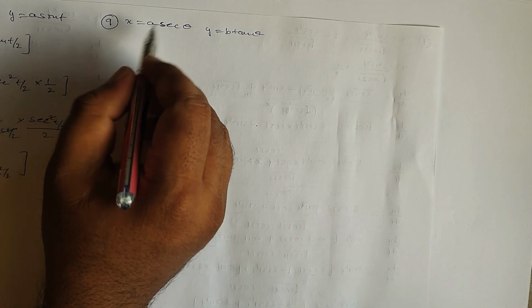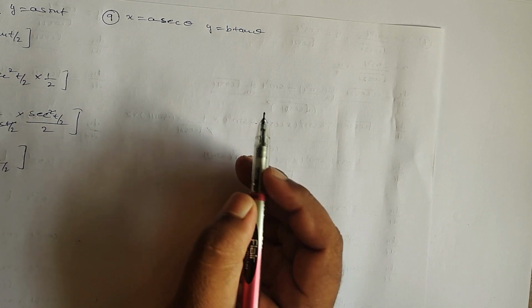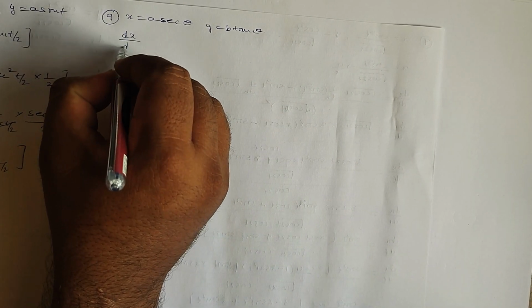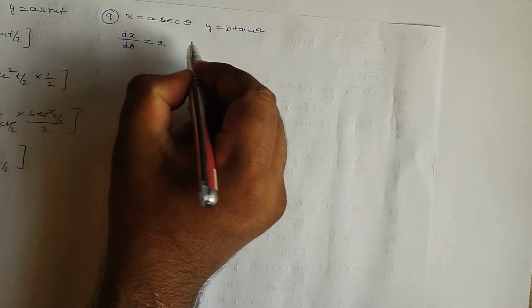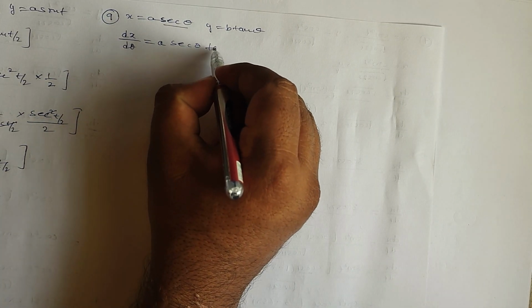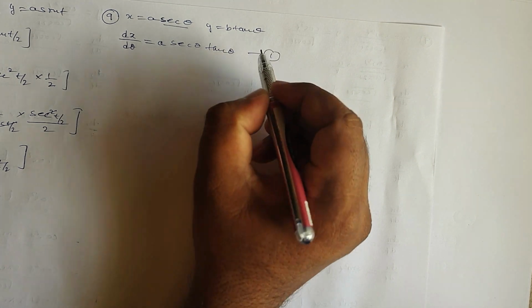Question number 9, x is equal to a sec theta, y equal to b tan theta. Now differentiate with respect to theta. dx by d theta is equal to a, what is the derivative of sec theta? Sec theta into tan theta. Say equation number 1.